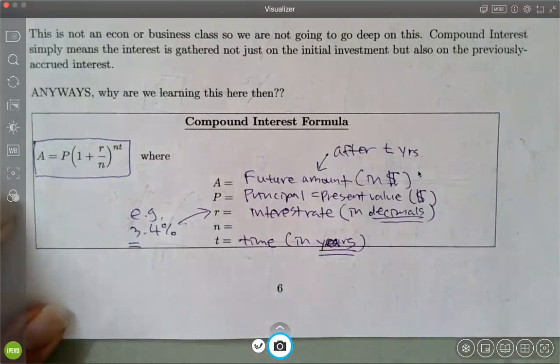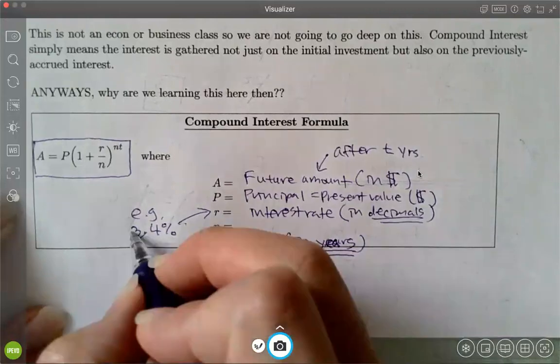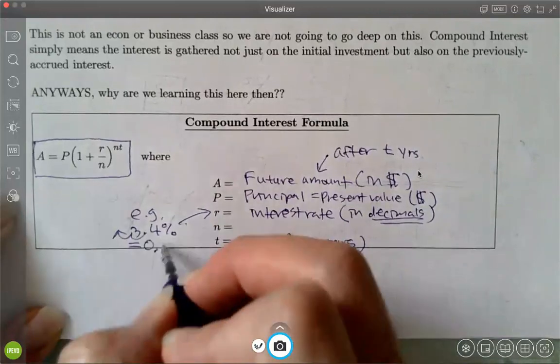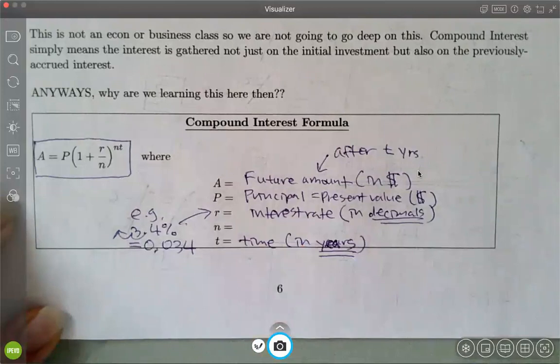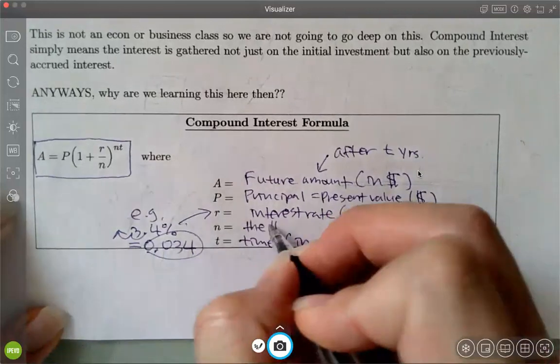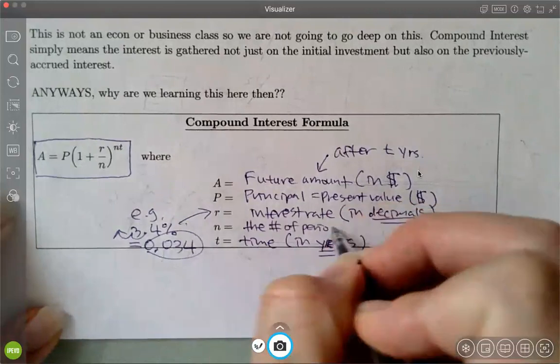Move the decimal point to the left 2 spaces. Remember that? So what do you get? 1, 2. So 0.034, right? That's the value that you have to plug into the formula, not 3.4. And now n is the number of periods in 1 year.